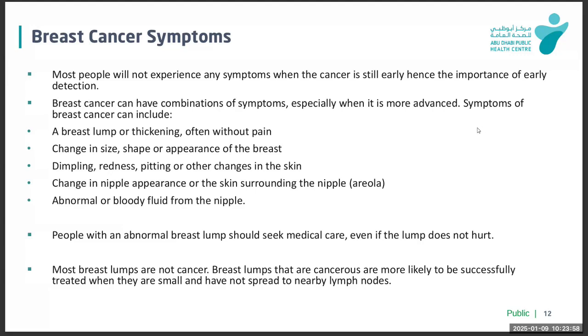Some present very late, and some present earlier due to involvement of the skin or the chest wall or the chest muscles. A breast lump or thickening, often without pain. If a female self-examines the breast and finds a suspicious looking lump with irregular borders, irregular margins, very hard like a stone, usually they do not tend to have any sort of tenderness or pain.